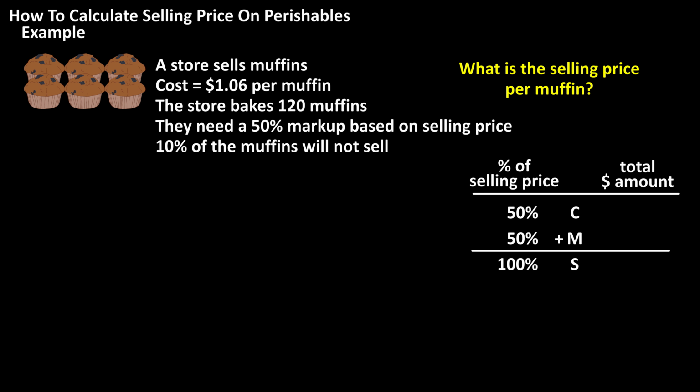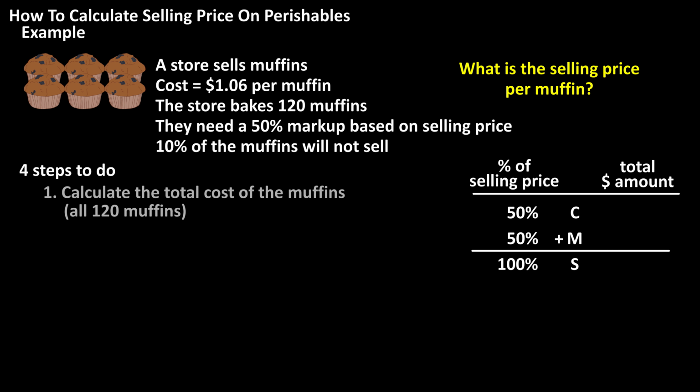On the right side of the table are the total dollar amounts for all 120 muffins, and we'll fill this in as we go. There are going to be 4 steps to solving a problem like this. Step 1 is to calculate the total cost of the muffins, so all 120 muffins. The total cost will equal the 120 muffins times $1.06 per muffin. So the total cost equals $127.20, and we can put that value in the table.